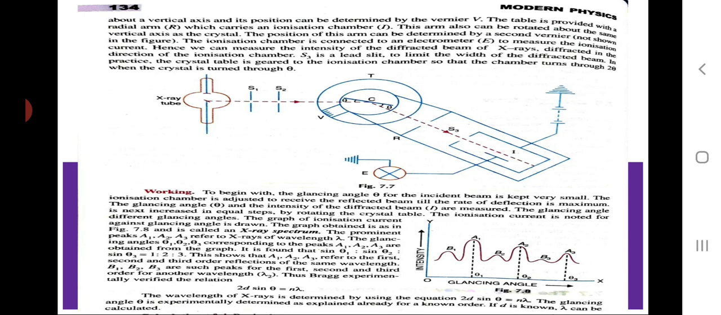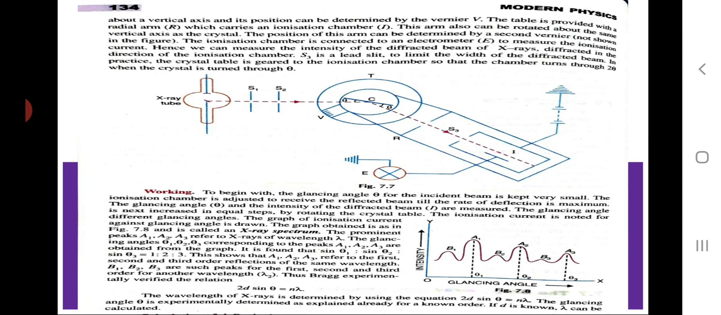B1, B2, B3 are such peaks for the first, second, and third order for another wavelength lambda 2. Thus, Bragg experimentally verified the relation 2d sine theta equals n lambda, where d is the interplanar spacing between two atoms, theta is glancing angle, n is 1, 2, 3, and so on, first order, second order, and third order, and lambda is the wavelength.